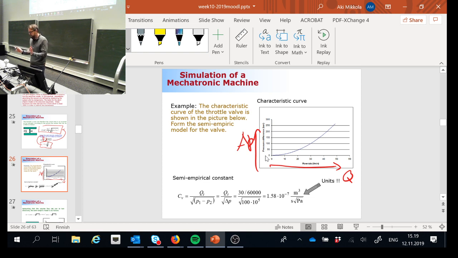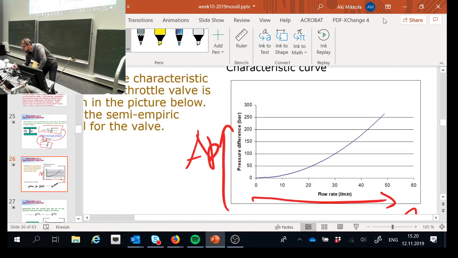Okay, then I need to use this characteristic curve to define how exactly this throttle valve in question behaves. How are the properties associated to this one particular valve? How can I make that happen? Well, I know that a quadratic curve is always a quadratic curve, so the only thing I need to do is take one value out of this curve, and let me make it a bit bigger. I'm taking the value at 30 liters per minute, and I can see that it takes place when the pressure difference is 100 bars.